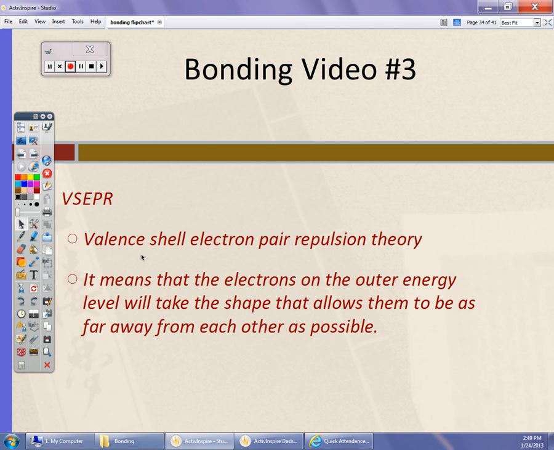VSEPR stands for valence shell electron pair repulsion theory. Taking a look at this word for word, repulsion: electrons repel each other. They want to move away from each other. They're also going to be existing as pairs in an orbital. And lastly, the electrons that are going to be used to determine bonding and eventually shape are the ones on the very outer energy level, called the valence shell. So what this means overall is that electrons on that outer energy level are going to take a shape that allows the electrons to be as far away from each other as possible.